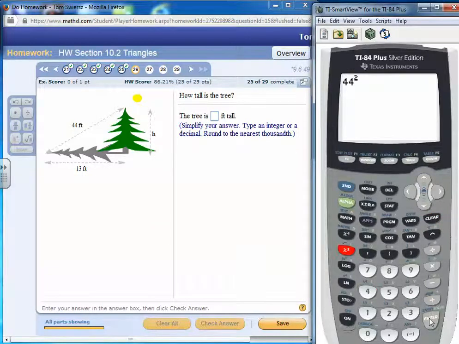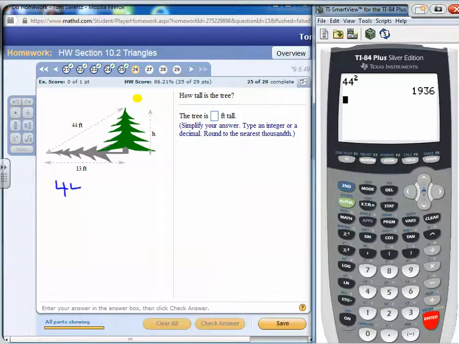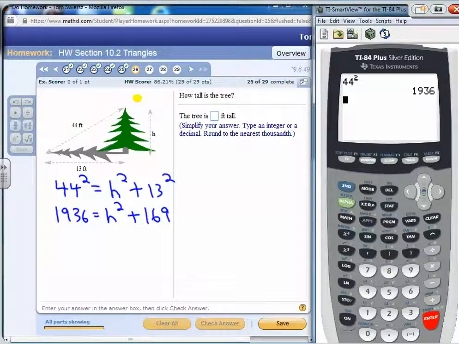So 44 squared is 1,936. So again, by the Pythagorean theorem, we had 44, the hypotenuse, squared is equal to h squared plus 13 squared. 44 squared is 1,936, which equals h squared plus 169.